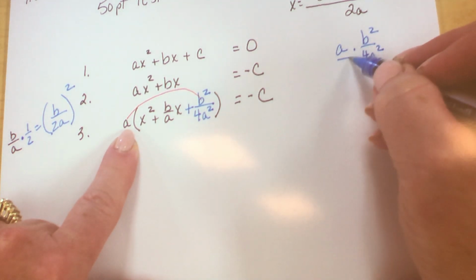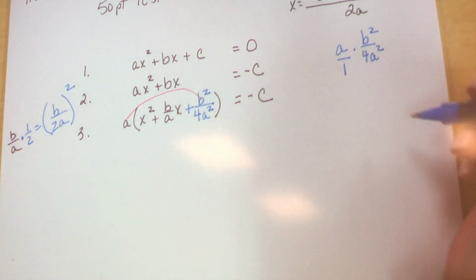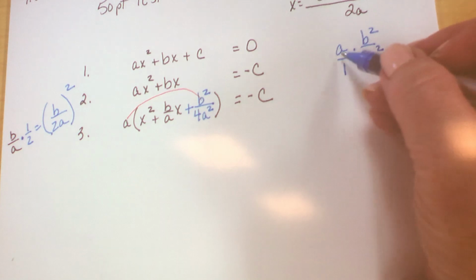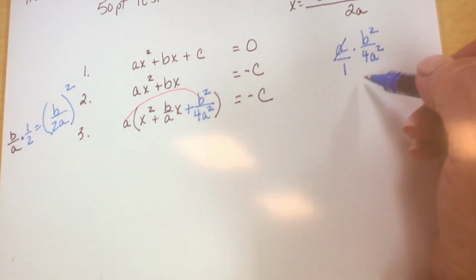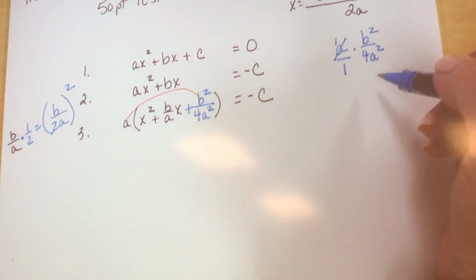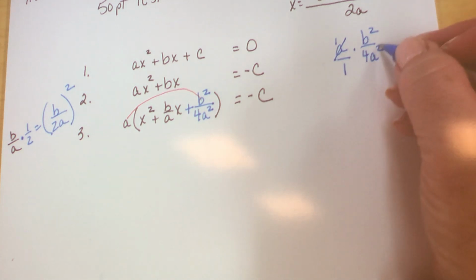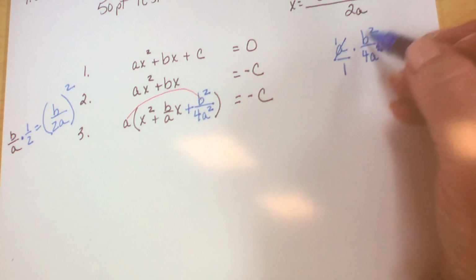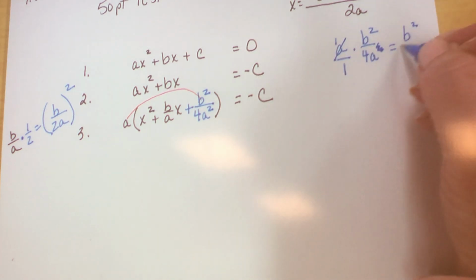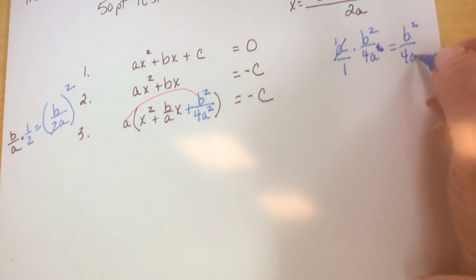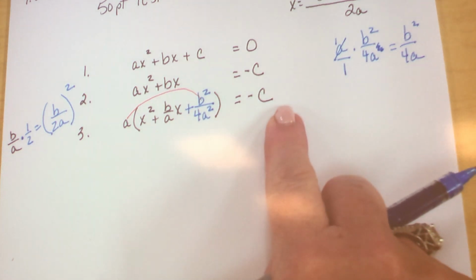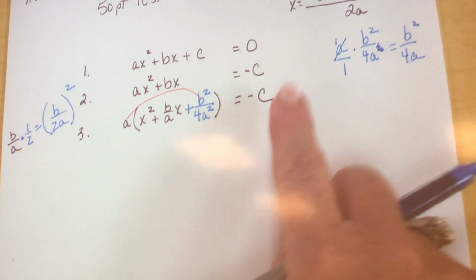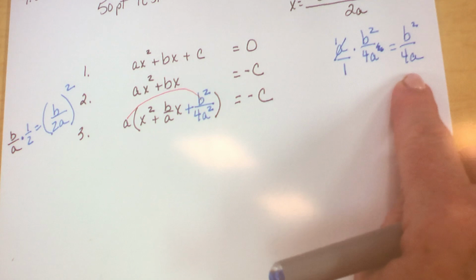I'll put my little A over 1. Can I cancel stuff out? No. What? That's exactly right. I can take an A out here. You're left with nothing, which really means there's a 1, guys. And you can take 1A out here, so I'll just scratch out that square. So 1 times B squared is B squared, and then just 4A. So what am I doing right here? Plus B squared over 4A.